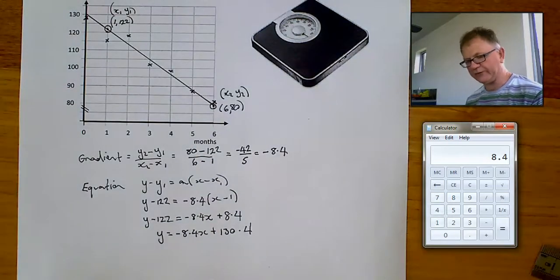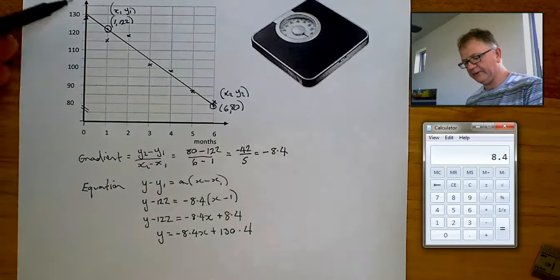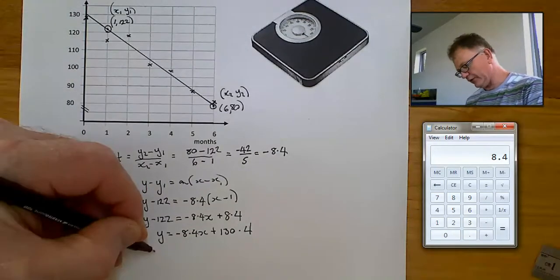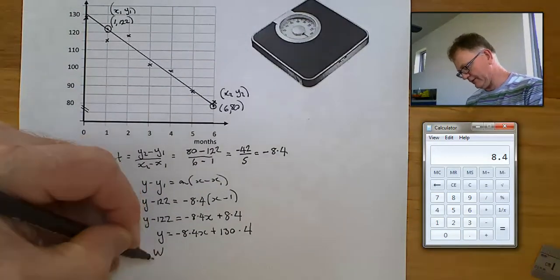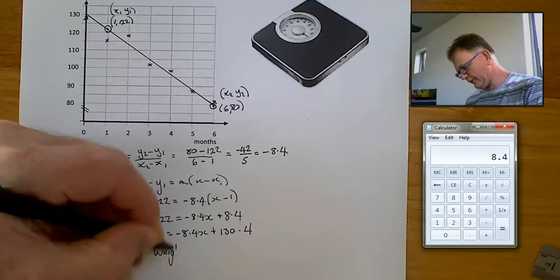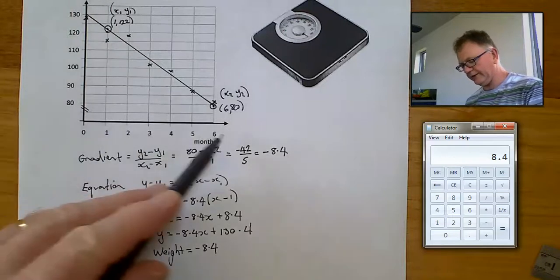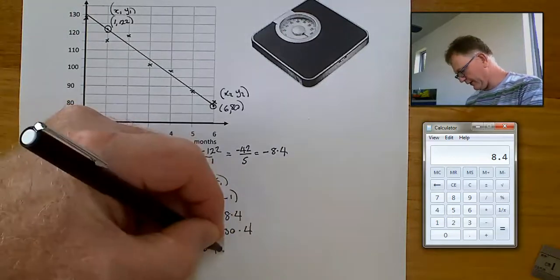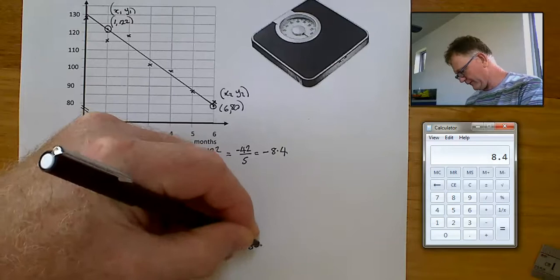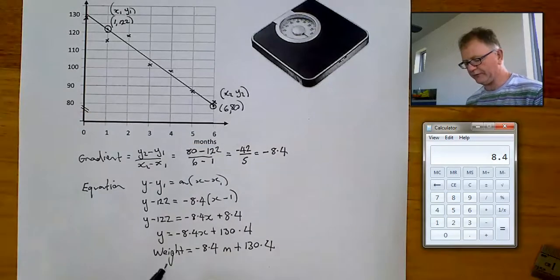Now it's sometimes a good idea, it makes your equation a bit more understandable if you write it in terms of the original variables. Now on the y-axis I was graphing weight, so I can swap y for weight. I can even write it as a whole word if I want to. Weight is equal to negative 8.4, and on the x-axis we had number of months. I'll just write m. There's the equation. This equation will tell you the weight of the patient if you know the number of months. By substituting in any number of months, you could work out the weight.